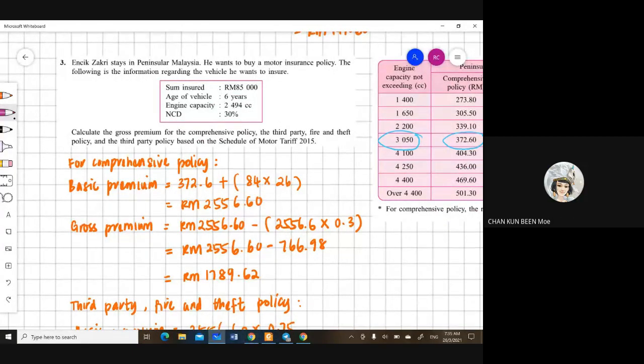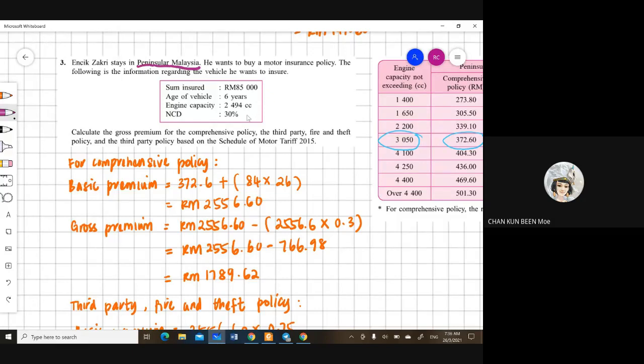So we carry on with question number 3 over here. Zakri stays in Peninsular Malaysia. Bear in mind, this one is Peninsular Malaysia, not Sabah and Sarawak. He wants to buy a motor insurance policy. The following is the information regarding the vehicle he wants to insure. The sum insured is 85,000. Age of vehicle is 6 years. The engine capacity is 2494 cc.